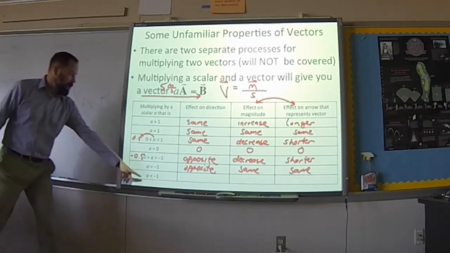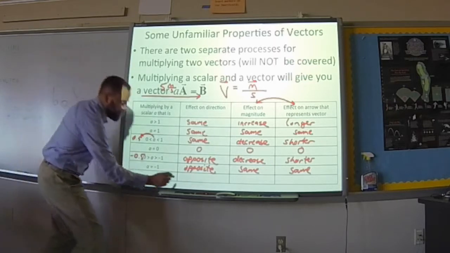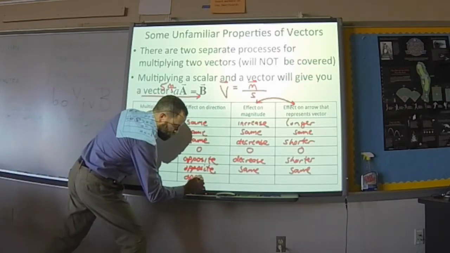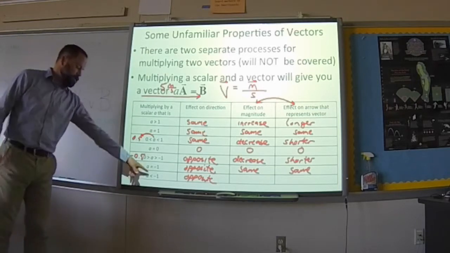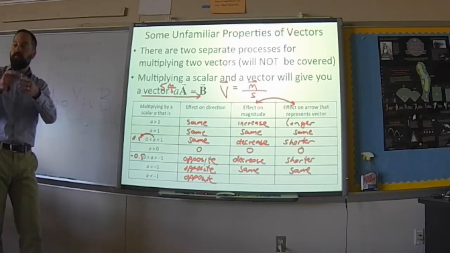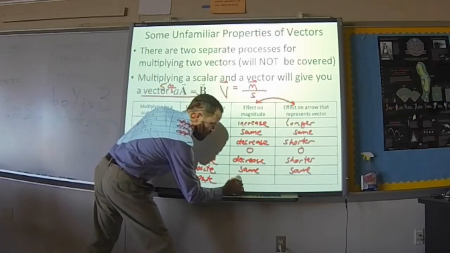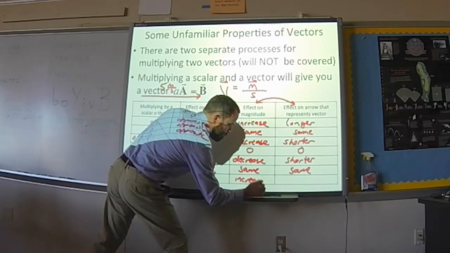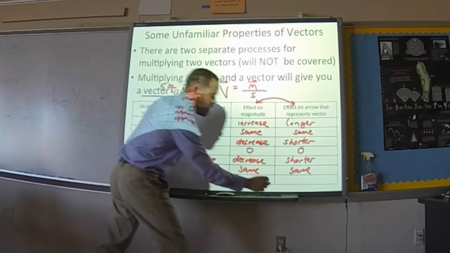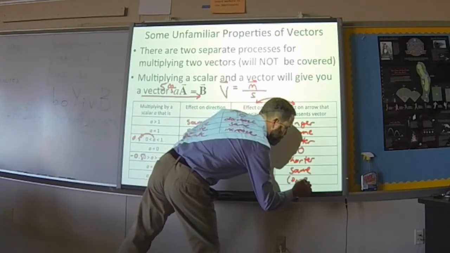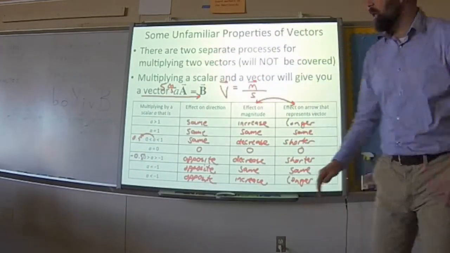And anything greater than -1, well, again, if there's a negative in front of it, it's going to be the opposite direction. The magnitude, well, it's going to increase, right, because you're multiplying something by greater than the absolute value of 1, so it's going to increase. And the arrow, of course, is going to get longer. But just in the opposite direction, you might say, as the original vector.